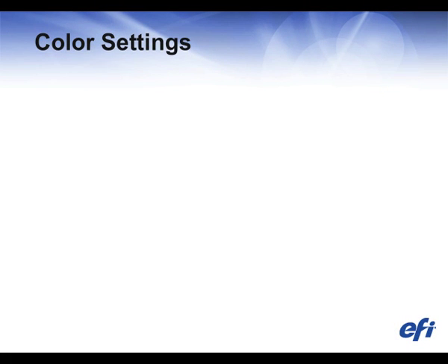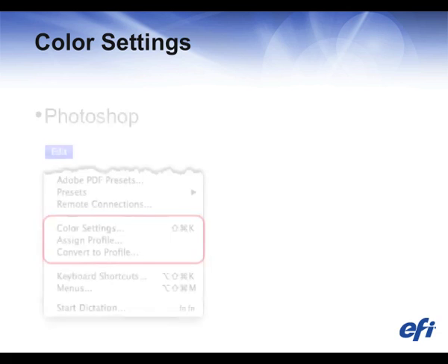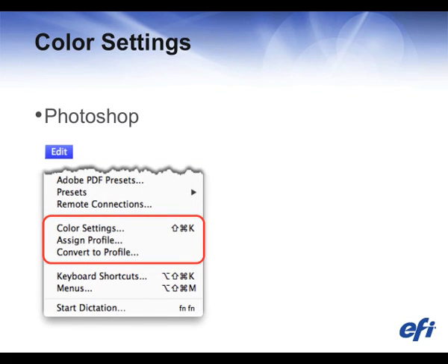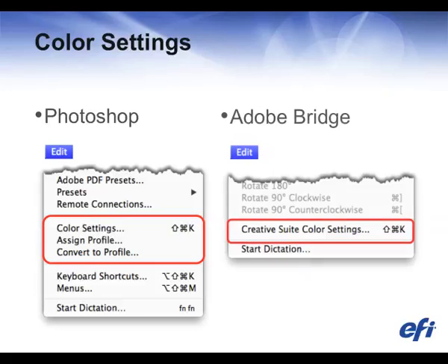Adobe Creative Suite applications can share the same color settings. Define the settings in one application and use Adobe Bridge to synchronize the settings across all the Creative Suite applications. The Adobe Creative Suite applications allow you the ability to assign a color profile to the current document. It also allows you to convert the current document color profile to a different color profile.